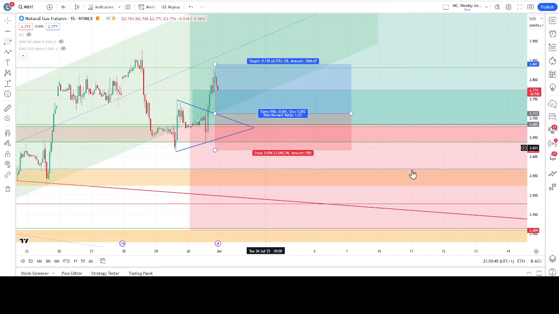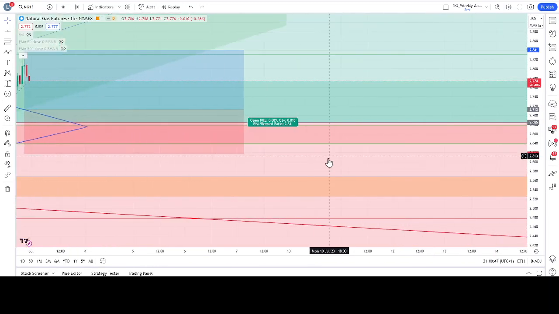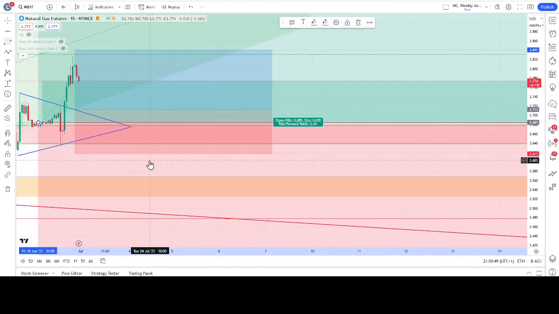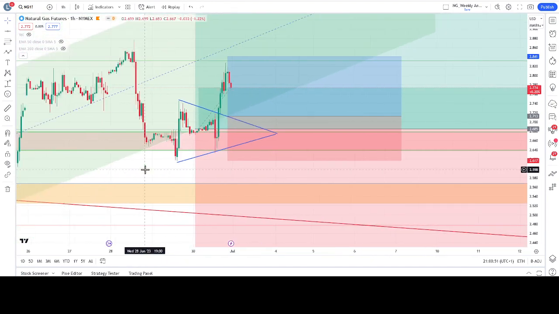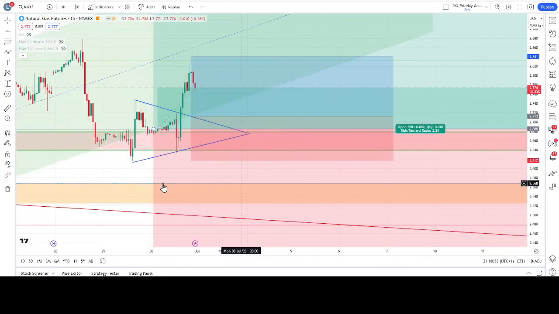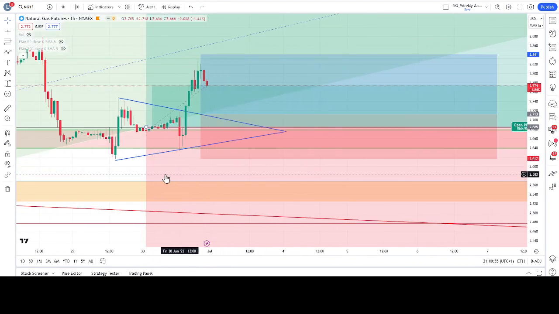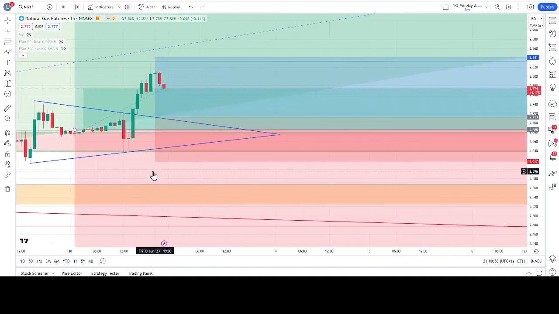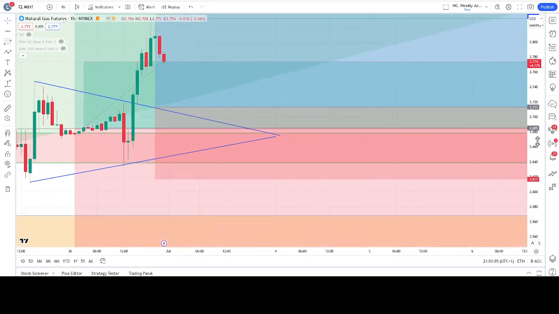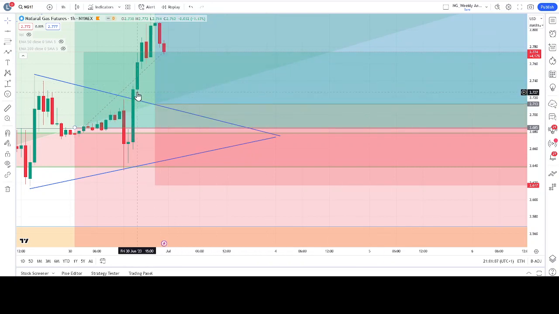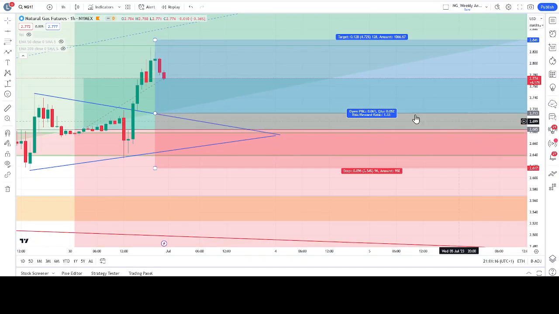Okay, so see how brilliantly it has retested. Let me maximize this. Yeah, how brilliantly it has retested. I hope you can see the candle. See, this is the breakout candle, and see how this is retested brilliantly. Can you see the retest? Look at the wick of this candle. Perfect retest. So we went in on the retest, and now we are just waiting for the target.